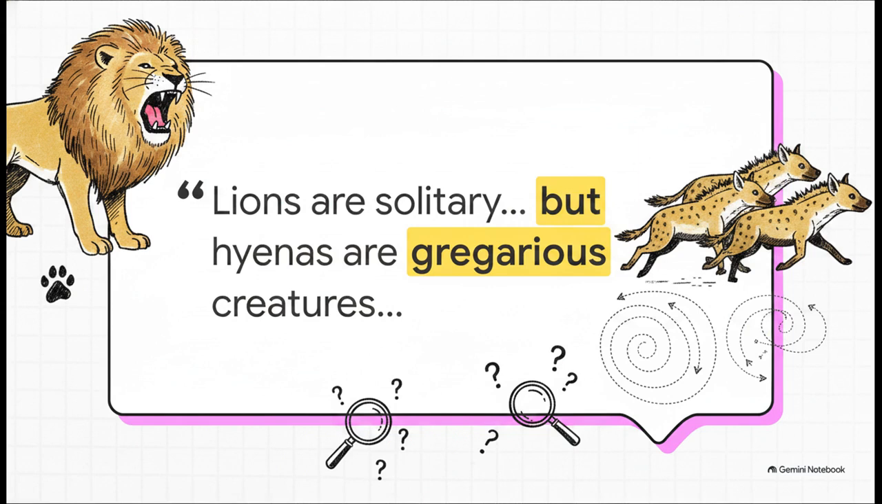Look at the word "but." That's your contrast clue. The sentence is directly contrasting lions, which hunt alone, with hyenas. So logic tells us gregarious has to mean the exact opposite of solitary. It means tending to group together. Boom! You just decoded a technical word without a dictionary.